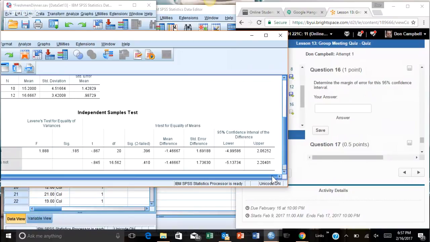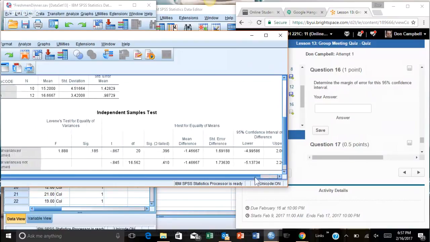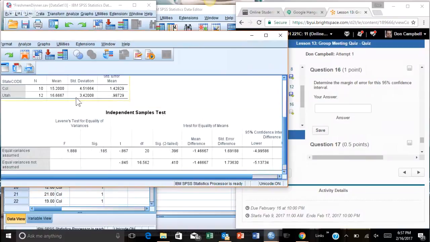And then n is our sample size. What is the sample size? Must be 22. 10 from Colorado. So 22.